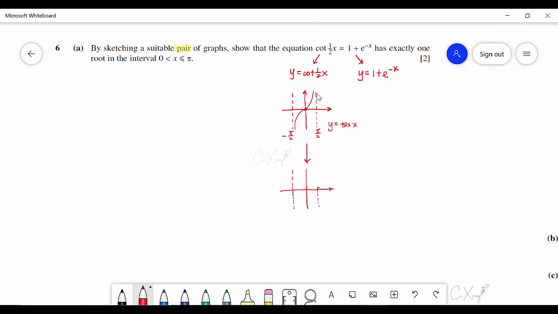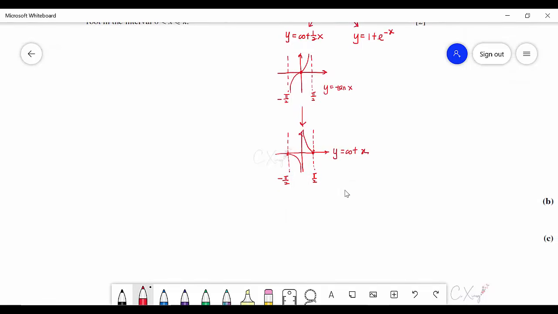Again, my graph will look something like this. It will touch 0 at pi over 2, and this is negative pi over 2, and therefore the 0 here will become negative, and the graph will look something like this. This part is y equals cotangent x. Then now I want to sketch further, to become y equals cotangent half x.